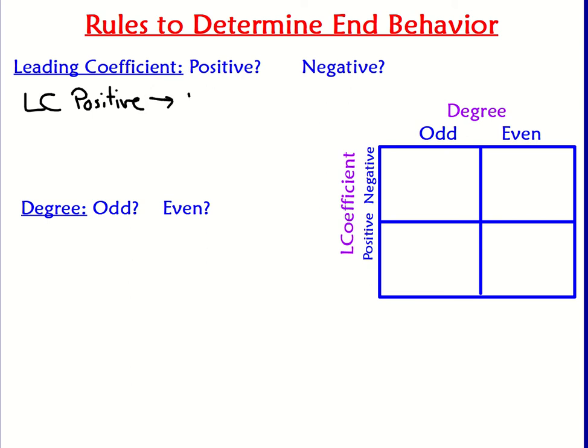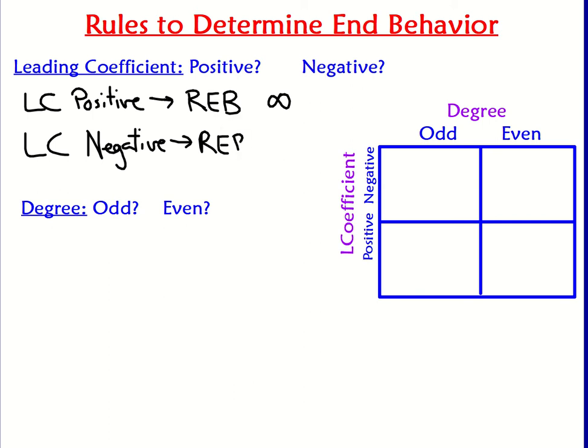then that indicates that the right end behavior is going to head towards positive infinity. If the leading coefficient is negative, then that indicates that the right end behavior of the function is going to go towards negative infinity.